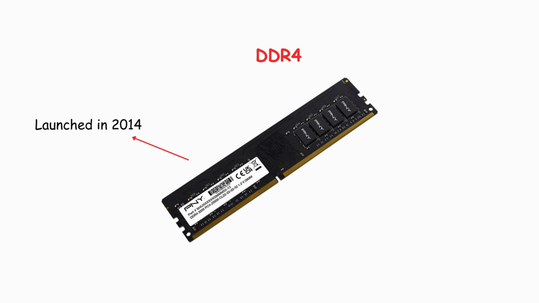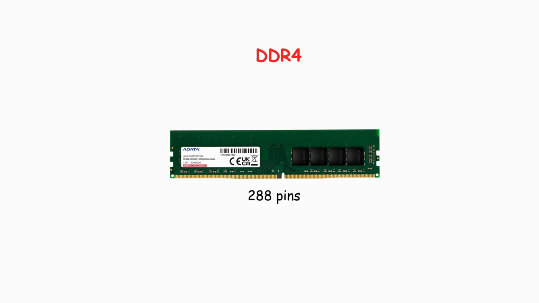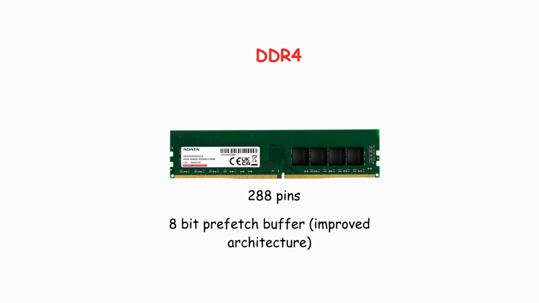DDR4 launched in 2014 and brought us into the modern era of computing. The voltage dropped to 1.2 volts, continuing the trend of improved power efficiency. DDR4 speeds started at 1600 MHz and now commonly reach 3200 MHz or higher, with enthusiast modules hitting 5000 MHz and beyond. The pin count increased to 288 and the prefetch buffer remained at 8 bits, but with improved architecture.